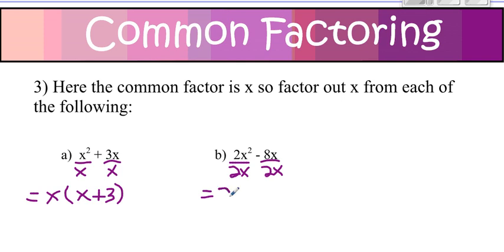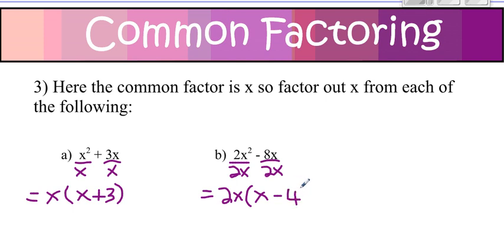Now I have 2 divided by 2, which leaves us as 1, and x squared divided by x, which just leaves us with 1x left. Negative 8 divided by 2 gives you negative 4, and the x's cancel each other. So now I'm finished common factoring.